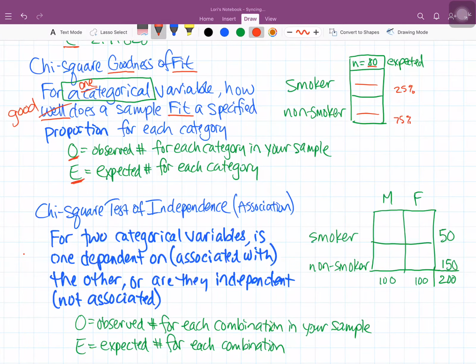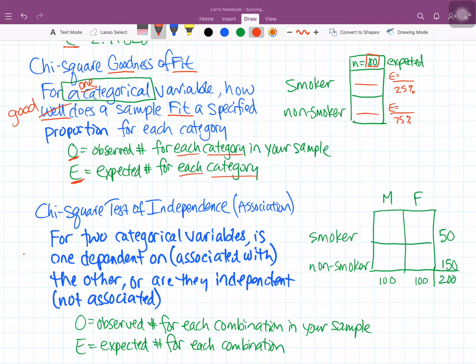If I have a sample size of 80, then I can calculate how many I would expect for here. So you can do that kind of in your head, probably 25% of 80 and so on. So that's the kind of question that we're asking, and I need to know the observed for each category in my sample, and I need to know the expected number for each of those categories. And then later on you'll see exactly how the math works for that.